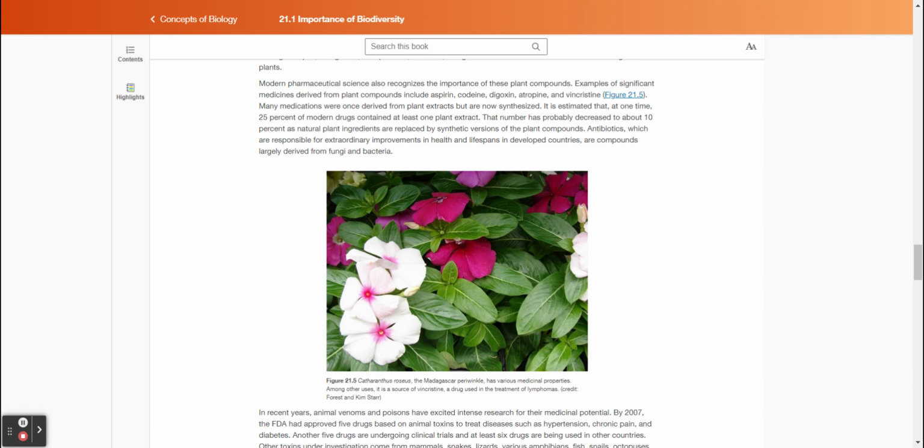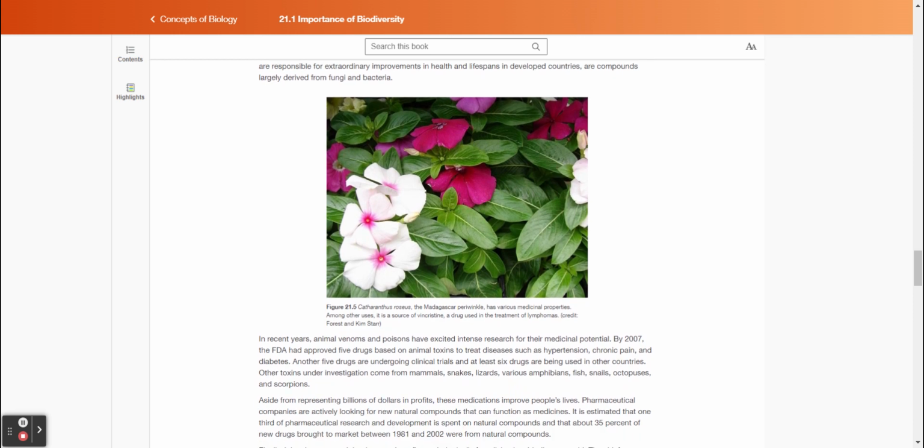Antibiotics, which are responsible for extraordinary improvements in health and lifespan in developed countries, are compounds largely derived from fungi and bacteria. Figure 21.5. Catharanthus roseus, the Madagascar periwinkle, has various medicinal properties. Among other uses, it is a source of vincristine, a drug used in the treatment of lymphoma.